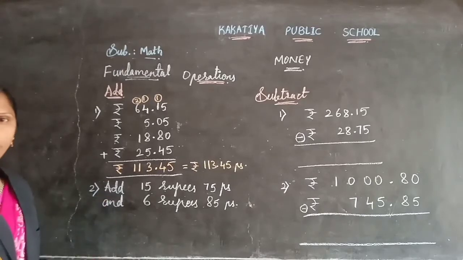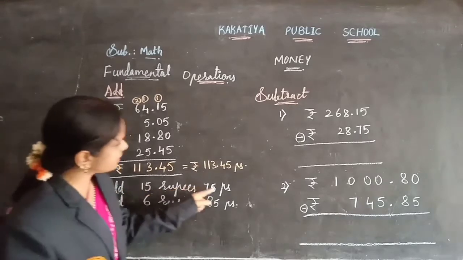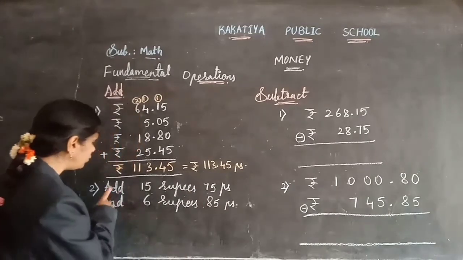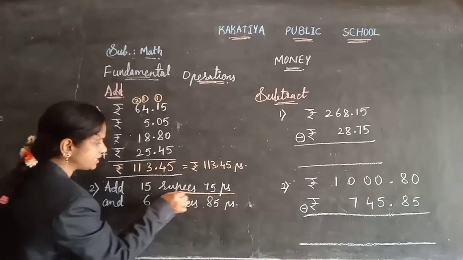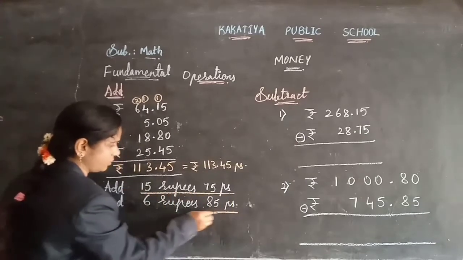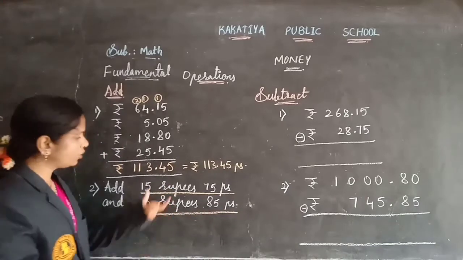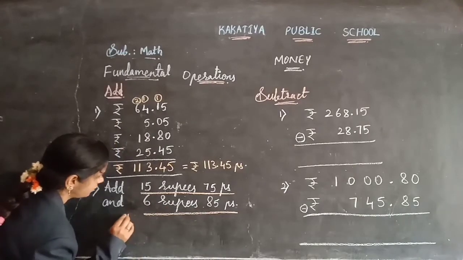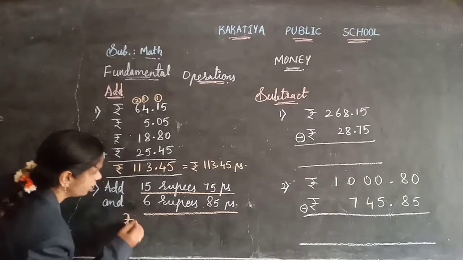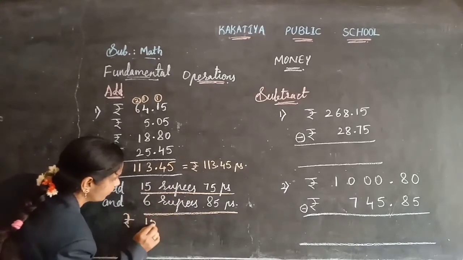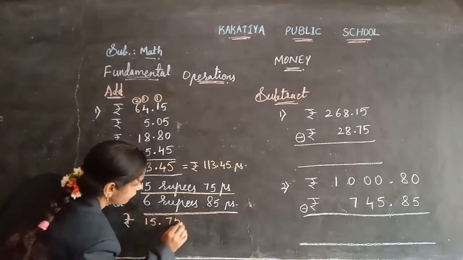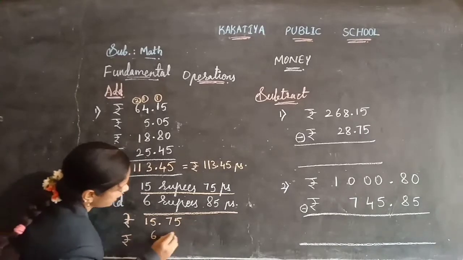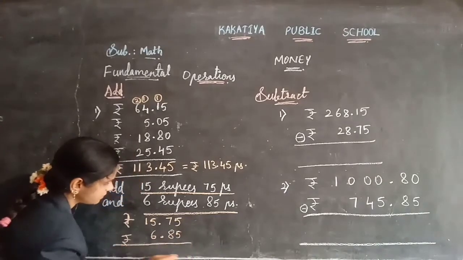Now coming to the second problem here: add 15 rupees 75 paise and 6 rupees 85 paise. They have given only two numbers here. We have to add this number with this number, okay? Only two numbers are given, and rupees and paise have a column for both numbers. First number is 15 rupees 75 paise and second number is 6 rupees 85 paise. Let's add these numbers.